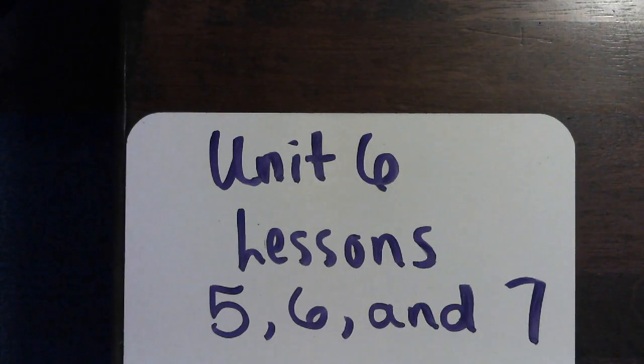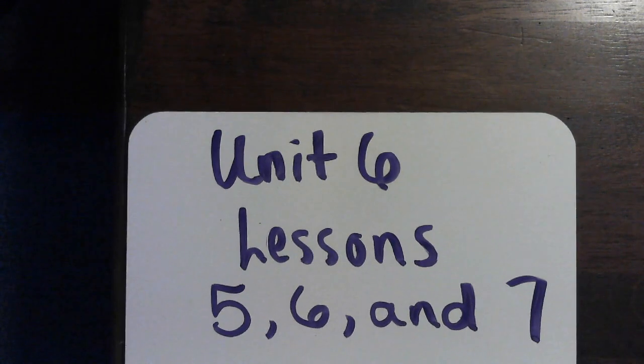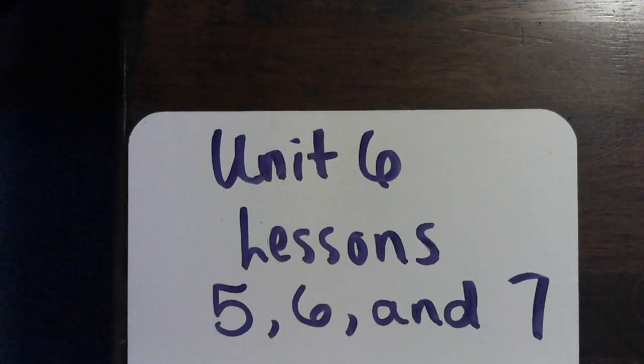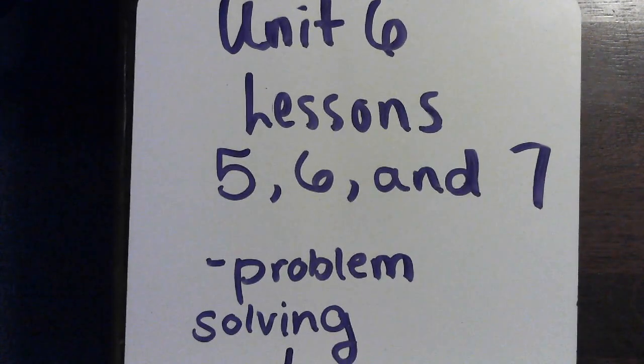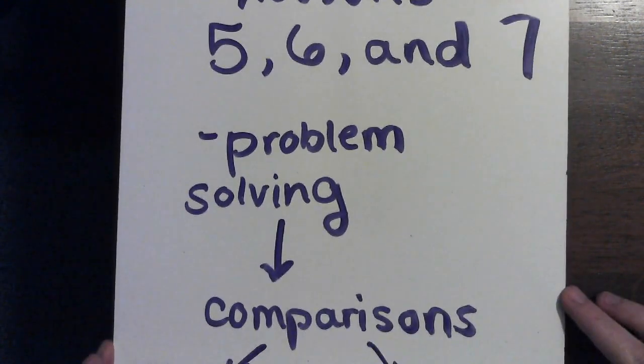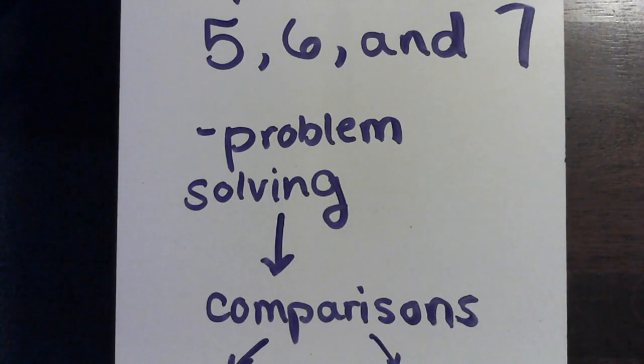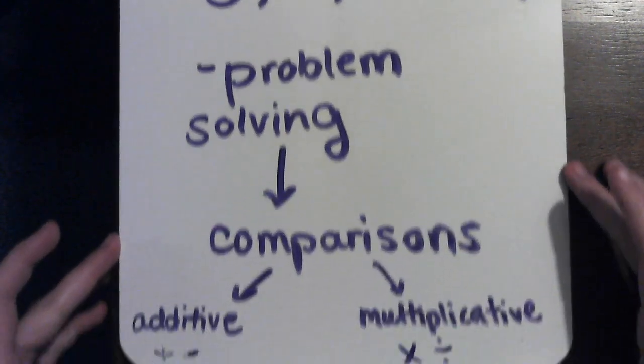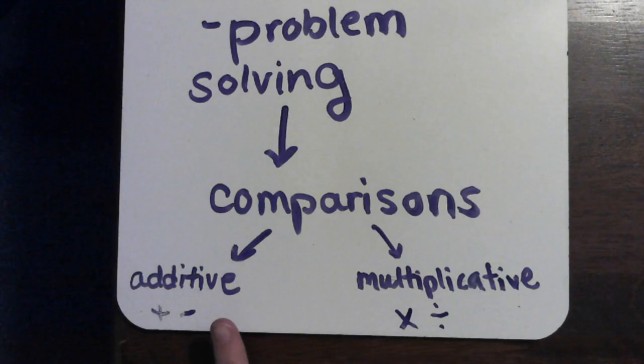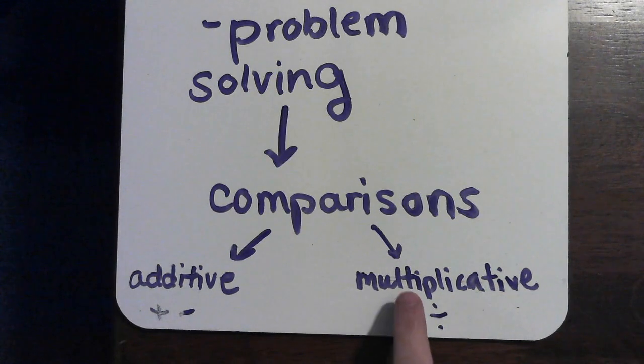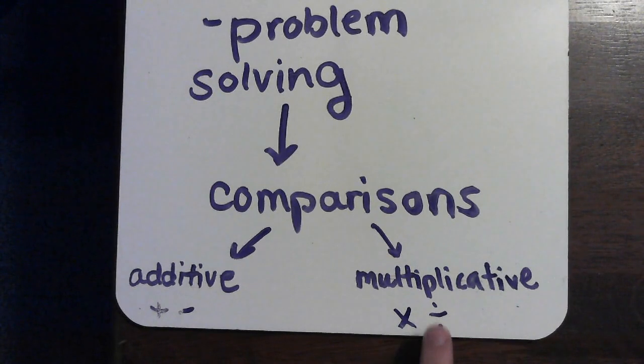Okay, for this week's lessons, we're going to be doing Unit 6, Lessons 5, 6, and 7, which continue our work with problem-solving skills, but with a focus on comparisons, when you're comparing numbers in order to problem solve, or when a problem-solving question asks you to compare two amounts. There are two types of comparisons. Additive comparisons, in which you have to add or subtract in order to compare the numbers, or multiplicative comparisons, in which you have to multiply or divide in order to compare them.